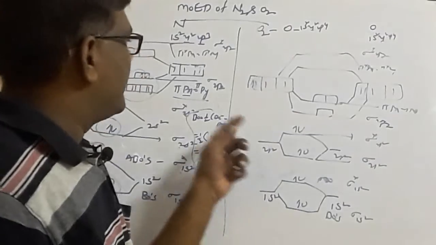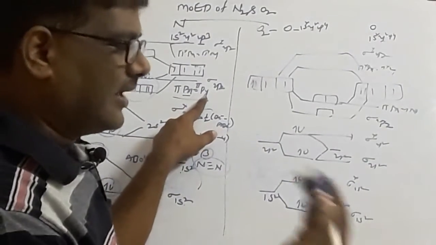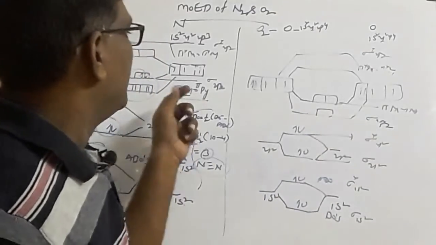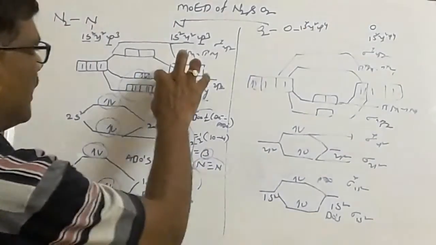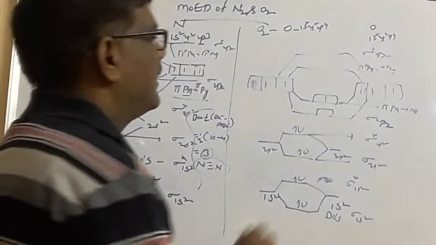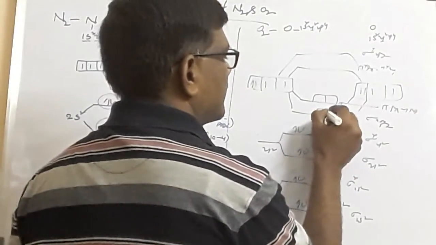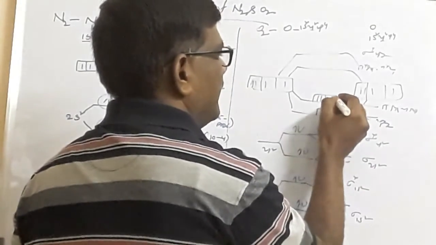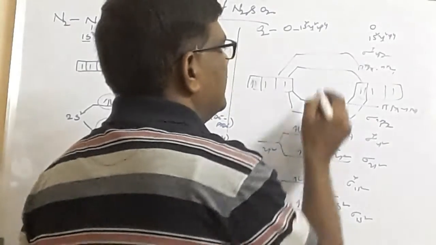Now, the only difference between nitrogen and oxygen: here pi px, pi py will have the least energy; here sigma 2pz will have the least energy. So the remaining above will be the same. Only the bonding orbitals, these two, are inverted. So immediately, how many electrons? 8 electrons we have to accommodate. So 2 electrons here, then the same energy, 1, 1, total 6, then 7, 8, total 8 electrons you have to accommodate. 2 plus 2 plus 2, 6.